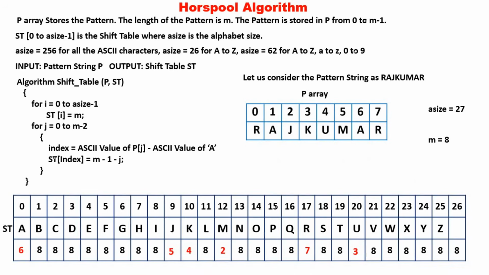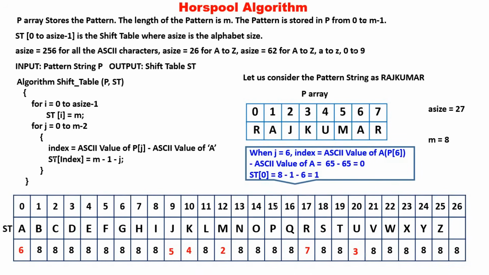Next, last, because j value should be varied from 0 to 6. Now last, j is equal to 6. Index is equal to ASCII value of p of 6. What is p of 6? A. That is ASCII value of a minus ASCII value of a, that is 65 minus 65, is equal to 0. Therefore ST of 0 is equal to 8 minus 1 minus j value, that is 6. 8 minus 1 minus 6 is 1. That is, for a, it is again getting updated to 1.